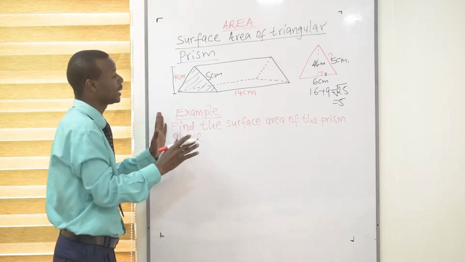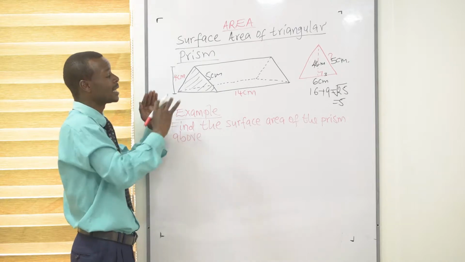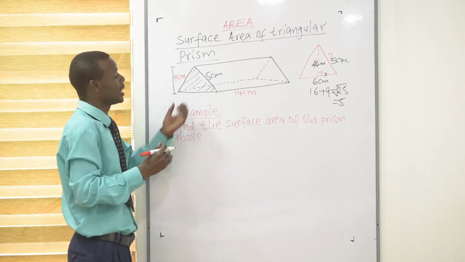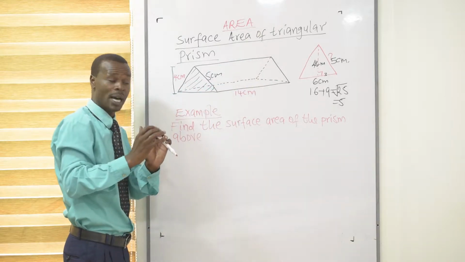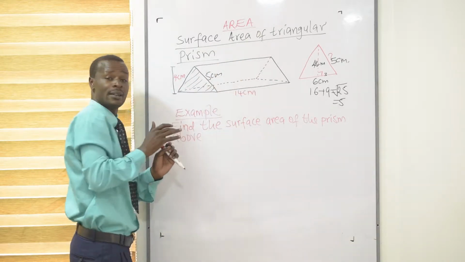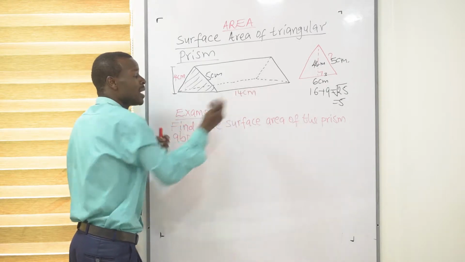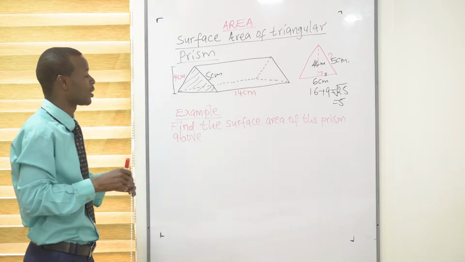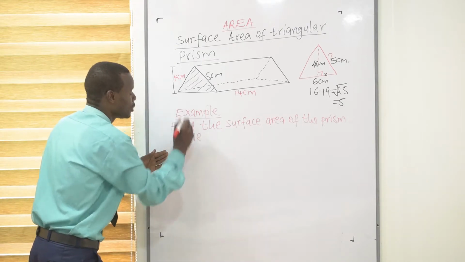Surface area is actually the area of all the surfaces that are present. And in this, if you can quickly count the number of surfaces, we have the triangle, another triangle on the other side, those are 2. Then there is a slanting rectangle, another slanting rectangle on the other side, those are now 4. And then the base, which is also rectangular in shape. So let's find the total surface area of this, beginning with the triangles.